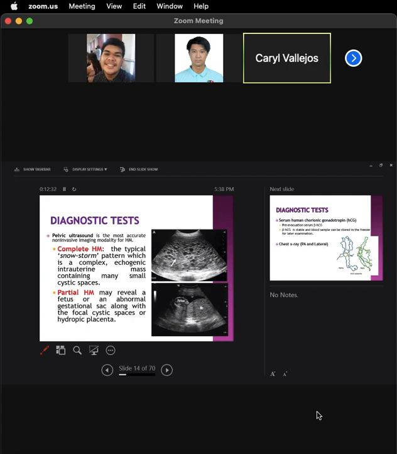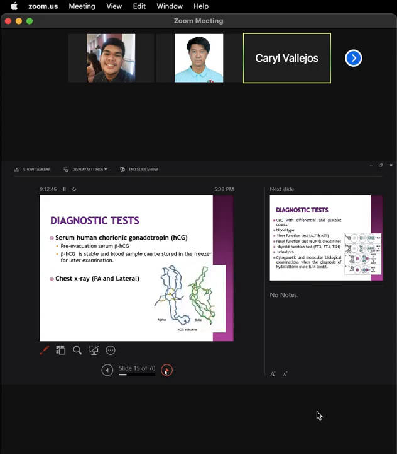Compared with complete hydatidiform mole: no fetus, completely cystic spaces, multiple cystic spaces. Aside from that, if the patient has funds or if the beta hCG is available in the hospital, you could request the serum beta hCG.